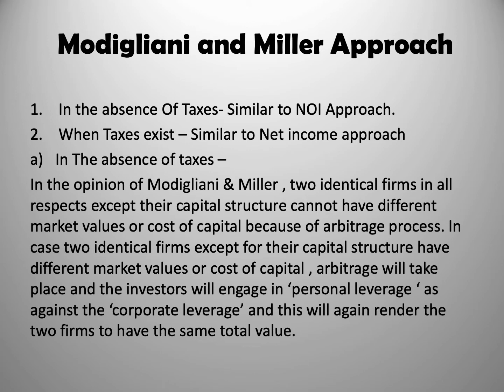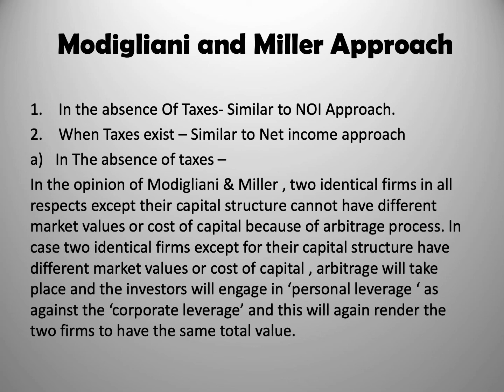The last approach is the Modigliani and Miller approach. In short, we can call it the MM approach. This approach is similar to the NOI approach. NOI means net operating income approach, when there are no taxes. So first, in the absence of taxes, this approach is similar to the NOI approach. And second, when we assume that taxes do exist, then this approach will be similar to the net income approach.